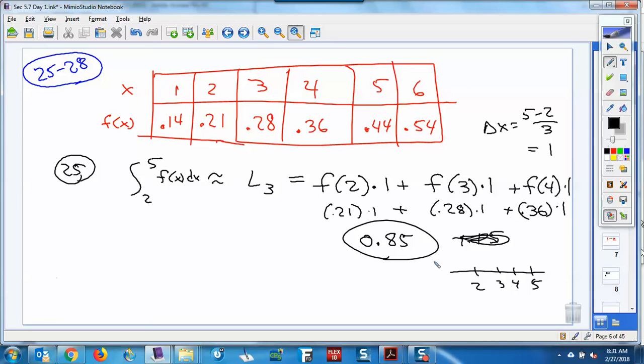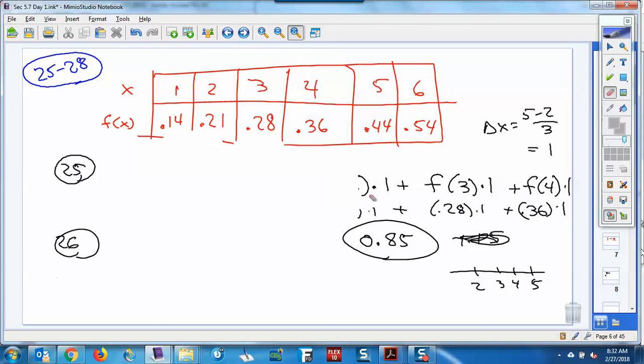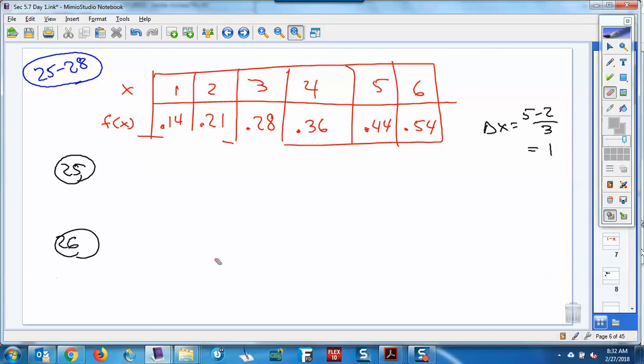But as far as, let's say our next quiz, and I say, here's this function, write out an L3, I want that written out, right? Because I'm saying to write out an L3. f(2) times f(3) plus f(4), like that, and show that, okay? So then 26 says do a trapezoid sum, okay? 26 says a T3.